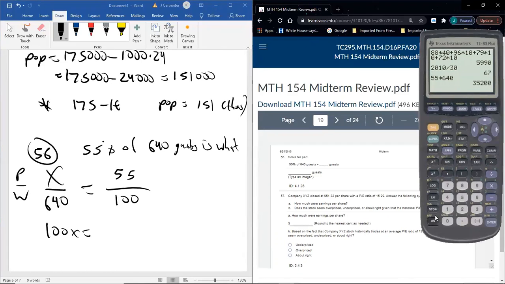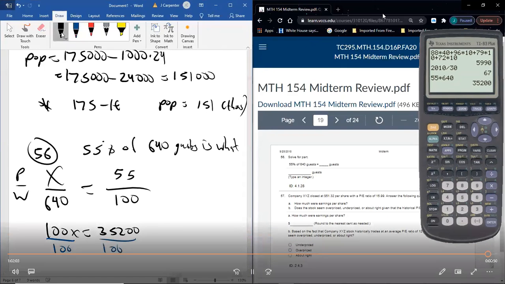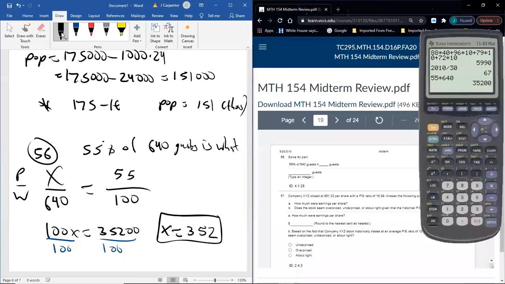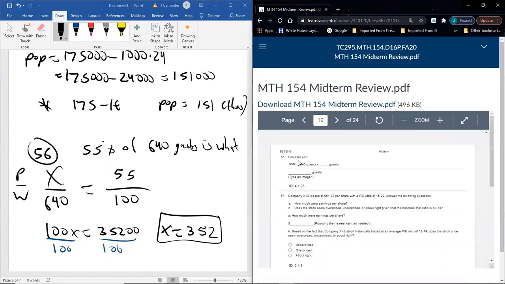Big number, 35,200. Then we divide both sides by 100, which clearly gives us x equals 352. And that makes sense, because if we want 55% of a population, that should be about half of the population, and 352 is in the ballpark of half. So it's a pretty good sign.